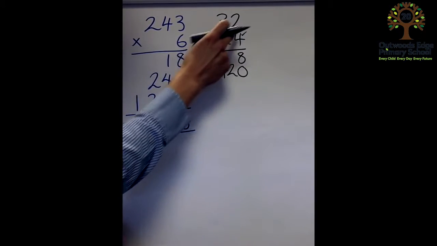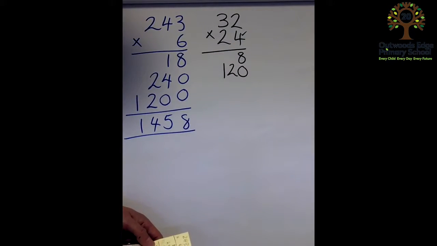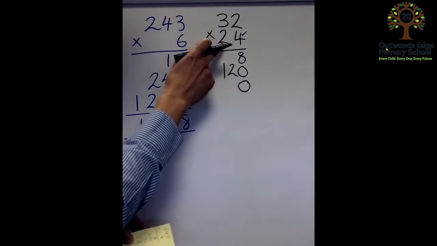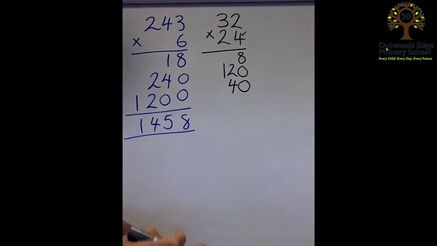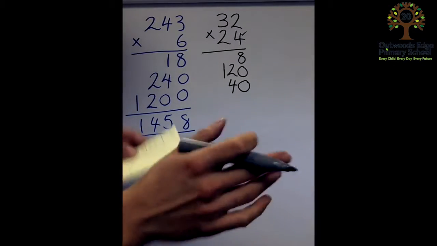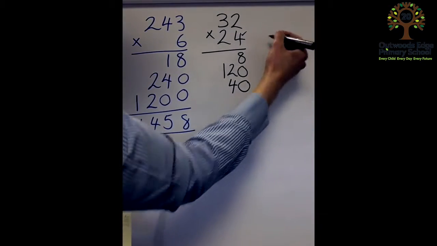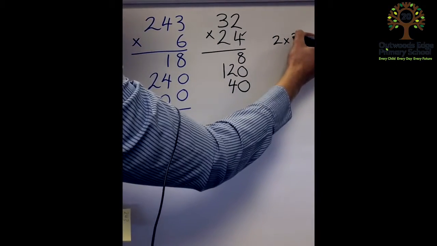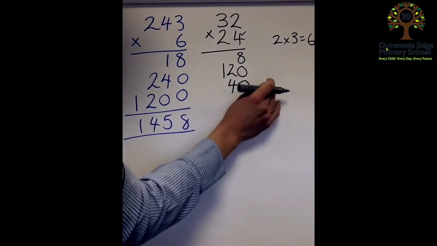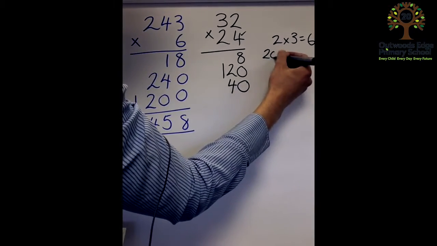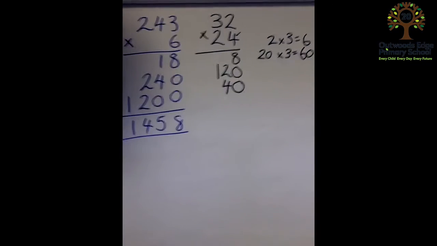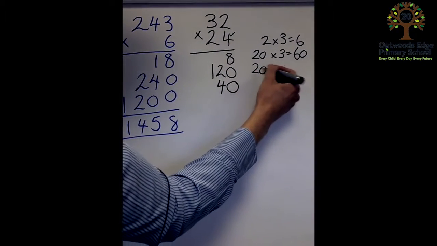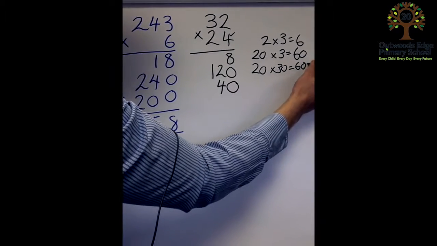Now I'm going to do 20 times. For this example, I'm going to put the 0 in. So 20 times 2 is 40. I'm being careful to line my digits up in my answer. 20 times 30, this is where the children go wrong. And I always say to them, think about your related facts, because 2 times 3 is simple. That's 6. So from that, we know 20 times 3 must be 60. And using that information, we know that 20 times 30 is 600.